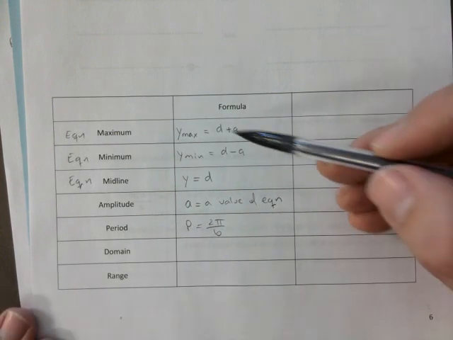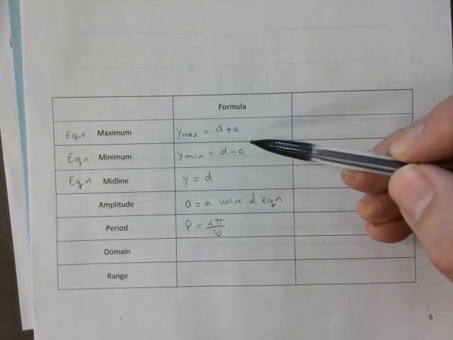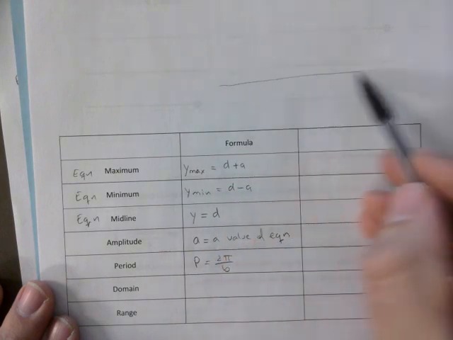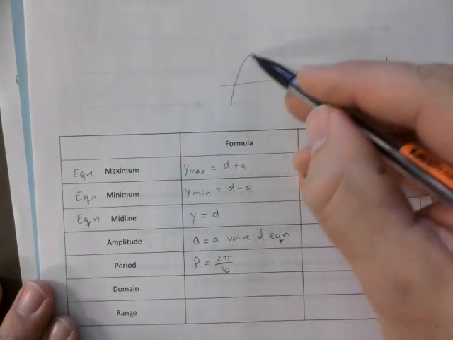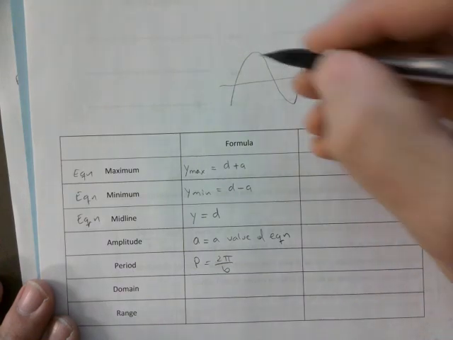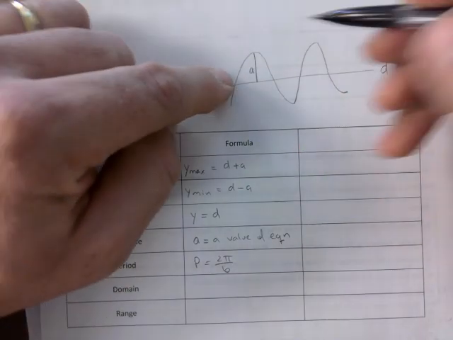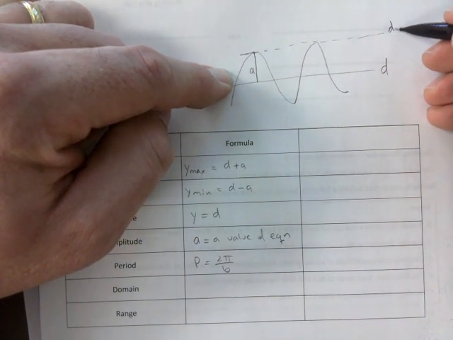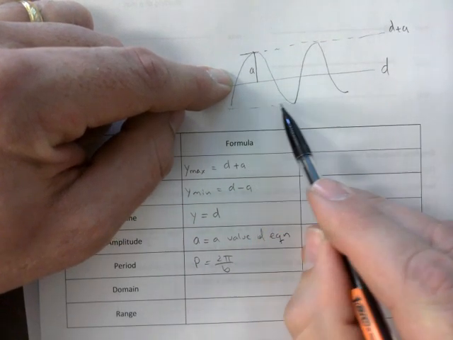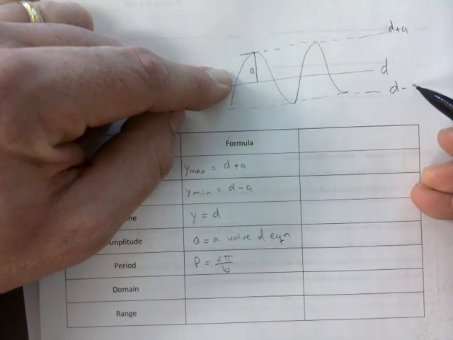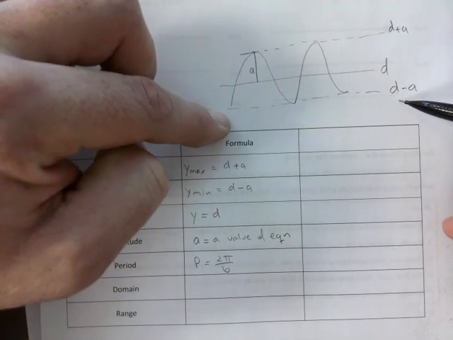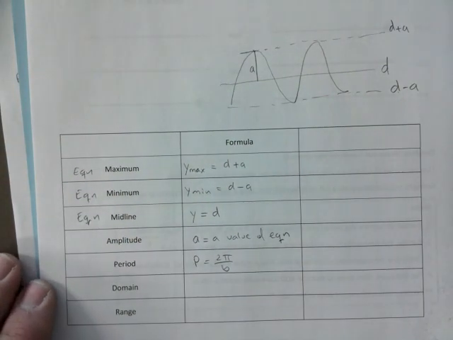I just want to make sure, does this make sense to you that the y max would be d plus a? I need you to understand, like if this is d, and this is a, this point up here, the highest point would be d plus a, and the lowest point would be d minus a. Would that make sense to you if I do it like this? D plus a, d minus a. So boom, right there.